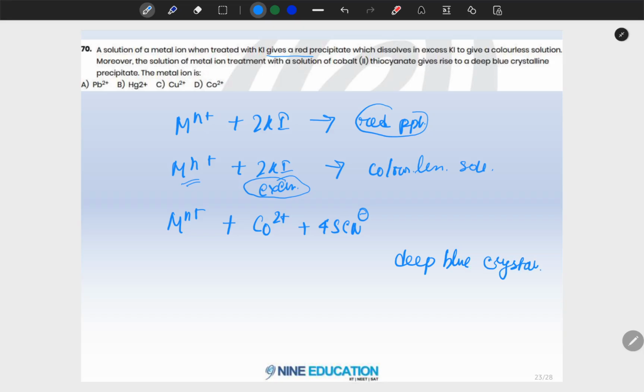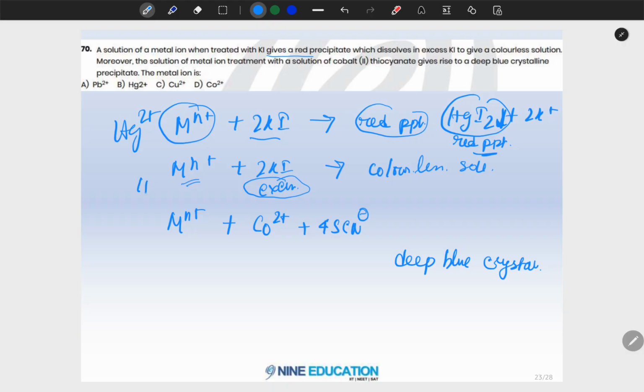So this is only possible if the metal is Hg2+. When Hg2+ is reacted with 2 KI, I will get HgI2 and 2K+. This HgI2 is red in color and this is the precipitate. Obviously this is a sparingly soluble salt, that's why we are getting a precipitate. So HgI2 is having red color. Now again, when we dissolve this sparingly soluble salt in excess of KI, I am getting a colorless solution.